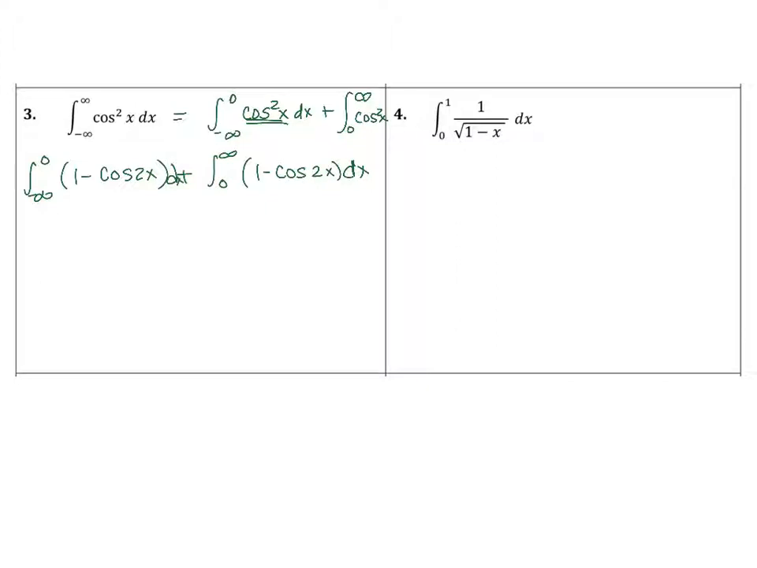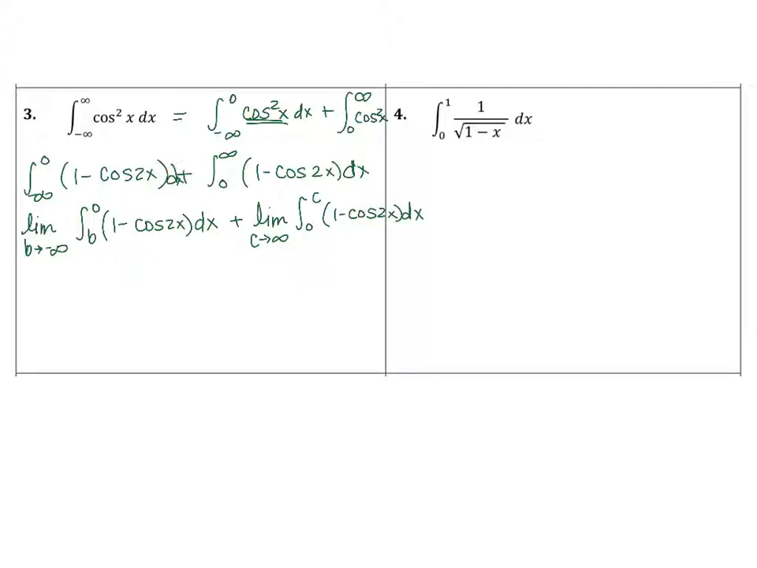All right, so now we need to set up those limits here. So I'm going to have the limit as b approaches negative infinity of the integral from b to 0 of 1 minus cosine of 2x dx, plus, and now we're going to do the limit as c approaches infinity of the integral from 0 to c of the same thing, 1 minus cosine 2x.